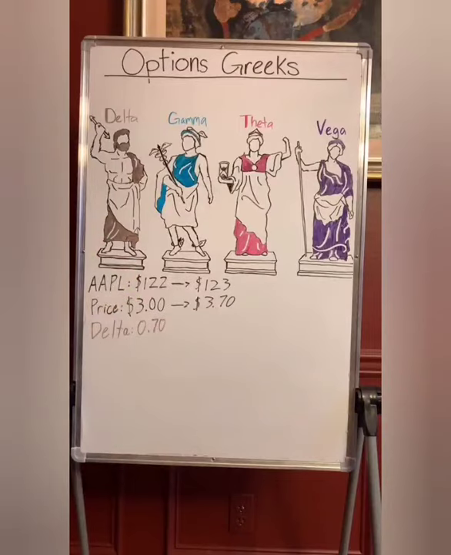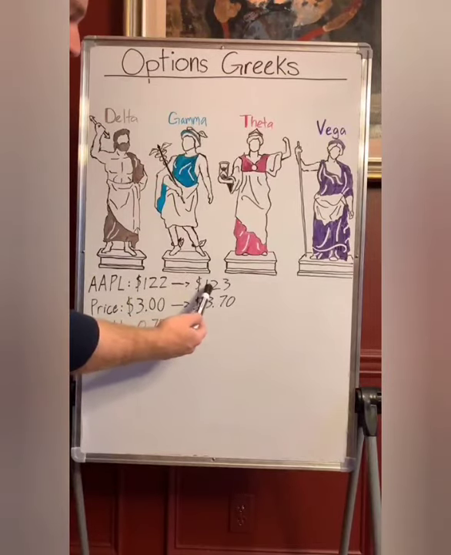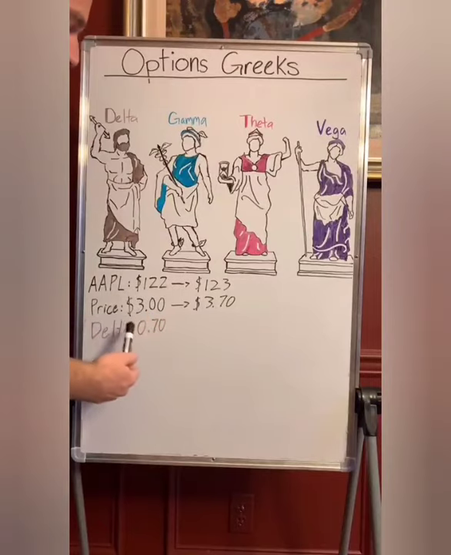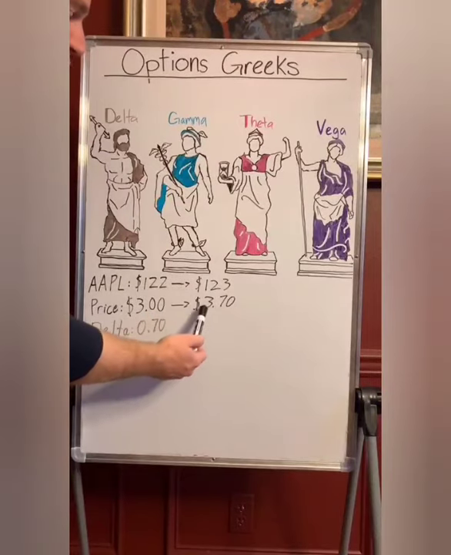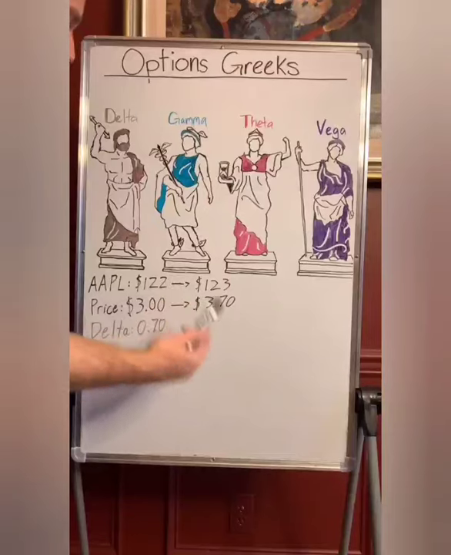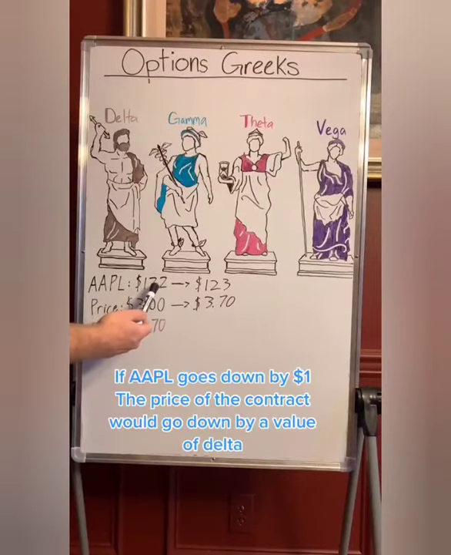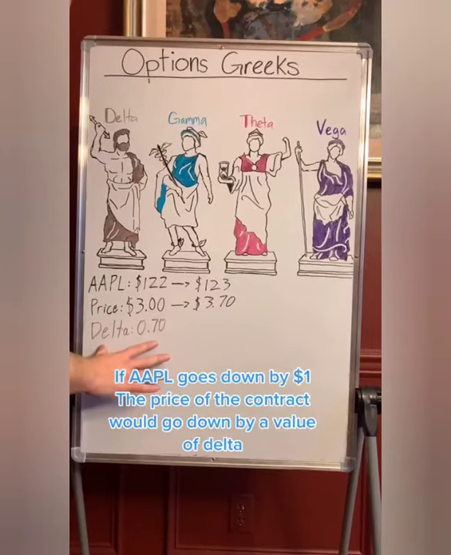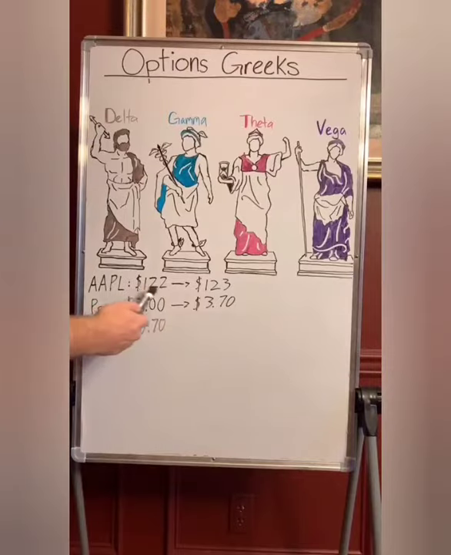So let's say that we're looking at an Apple call option and say the price of Apple is currently $122 a share. The price of the contract is $3 and let's say the delta is 0.70. That means that if Apple moves up to $123 per share, the price of the contract would increase by a value of delta, up to $3.70. This also means that if Apple were to go down $1, the price of the contract would go down by a value of delta. Also note that delta is not a fixed number and will change as the underlying stock price changes.